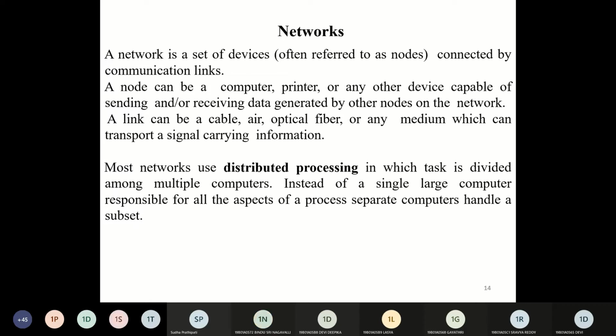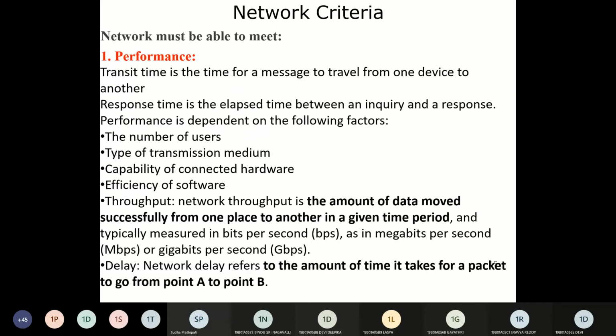Instead of doing the same task on a single large computer, we are making utilization of commodity hardware. For example, to solve satellite related problems, you do not need to have a supercomputer. You can simply utilize the commodity computers that we are using. Because they are connected in the network, you can distribute the task among the computers and achieve the same functionality rather than having a supercomputer. So most of the networks use distributed processing.